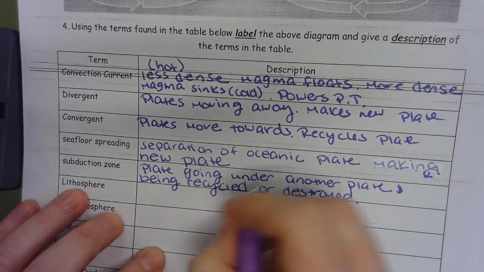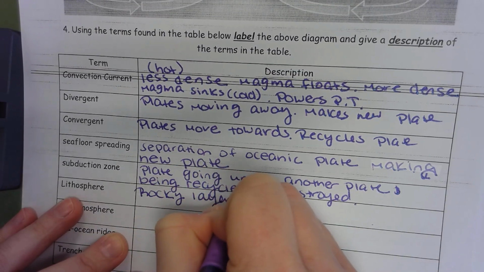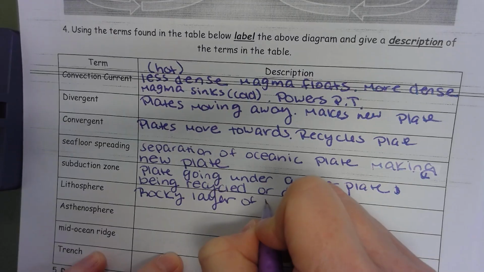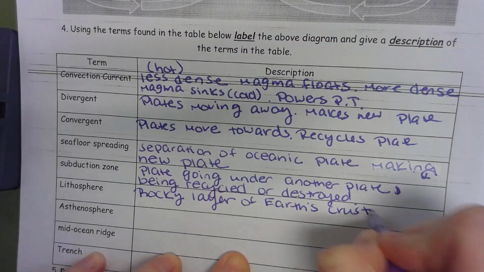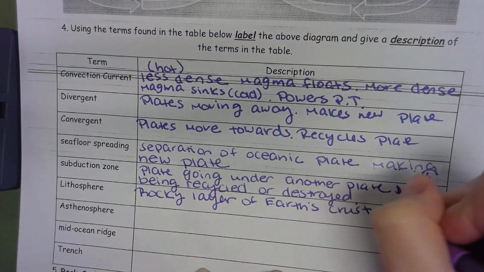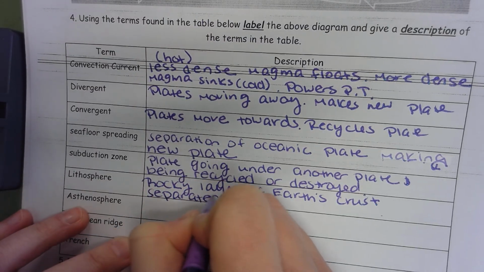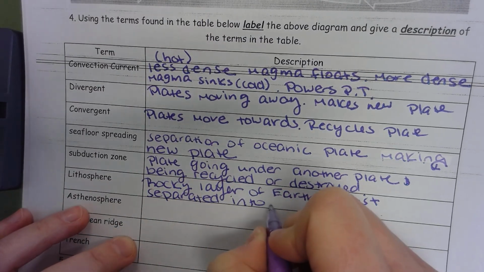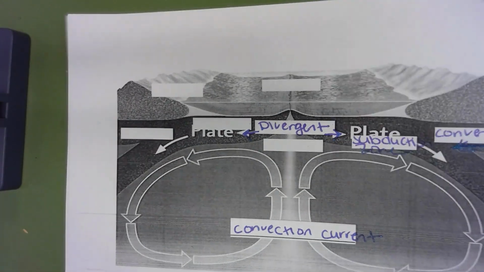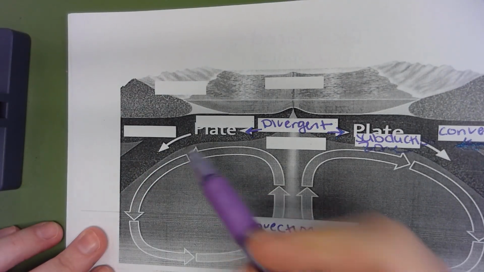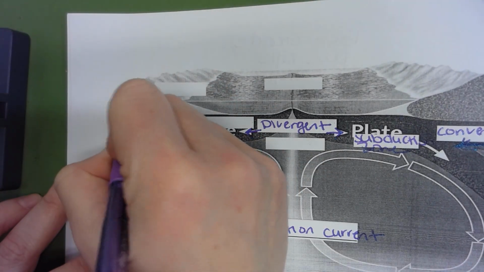Alright, the lithosphere. It's a rocky layer of Earth's crust. It's separated into plates. Alright, I'm just going to say it's this here. It's kind of hard to tell, but because this is thicker and more dense, we're going to say it's more of a solid and this is a liquid. So this is the lithosphere.